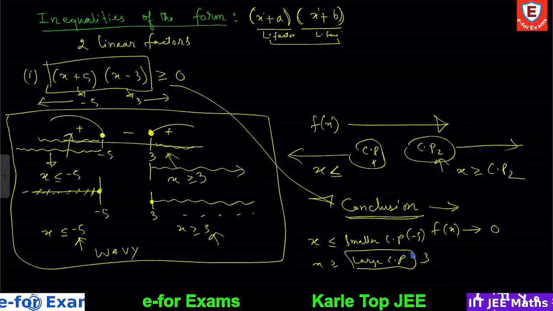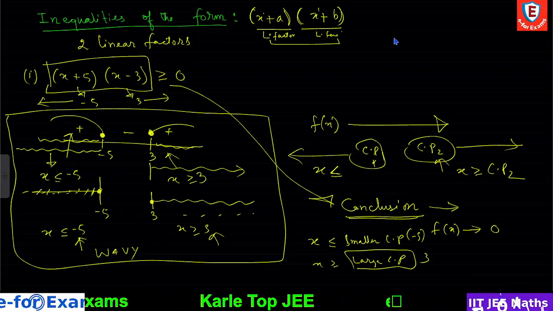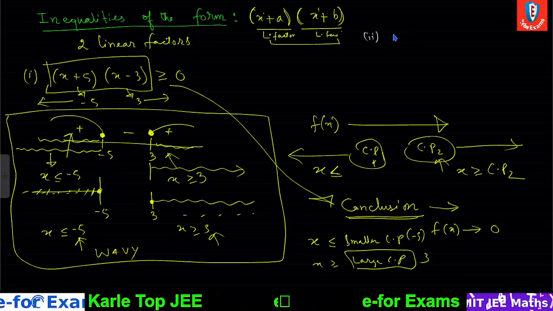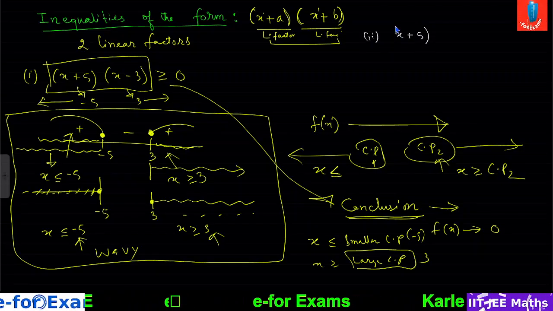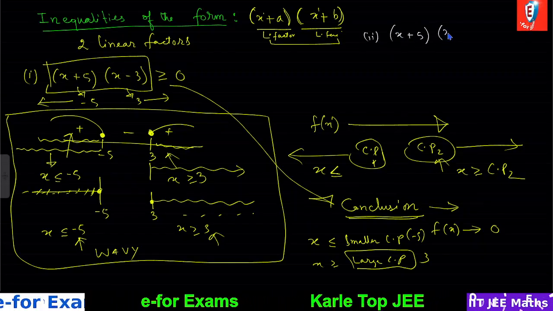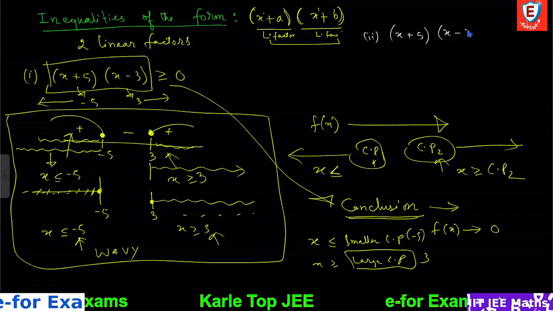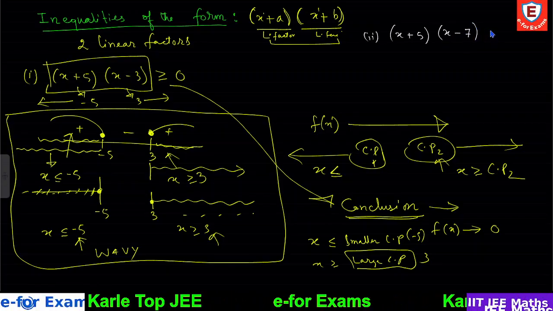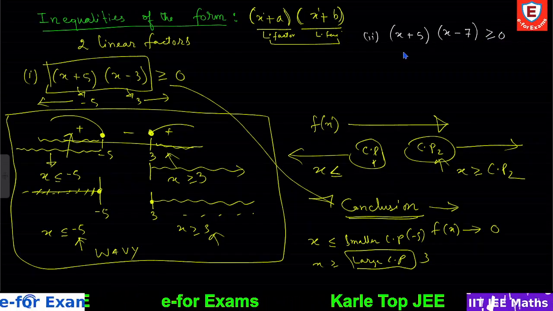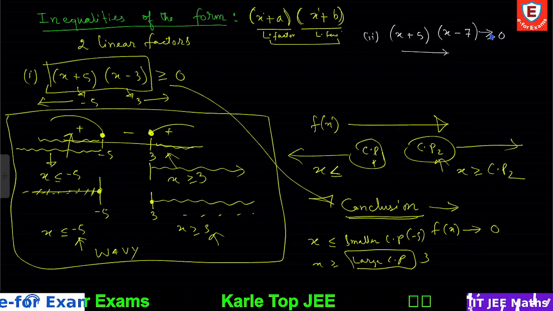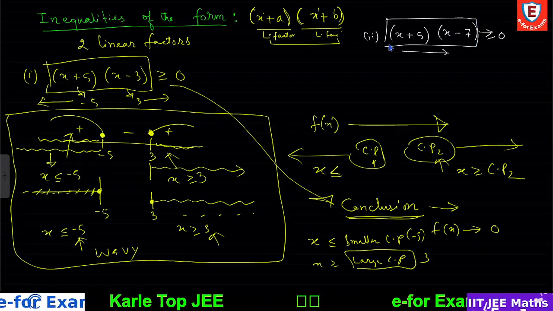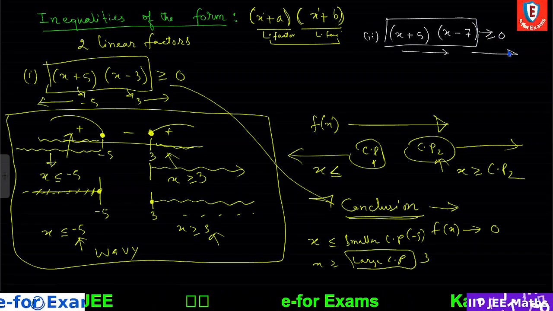Let us do this with another example. Suppose example number 2. Let's take this example: (x plus 5)(x minus 7) is greater than or equal to 0. Here, what is the arrow? The arrow is this side, right? If you put an arrow, this is the function, and the arrow is going away from the function, right?